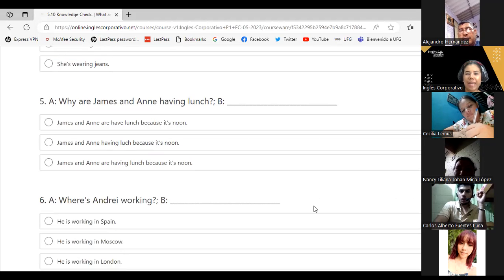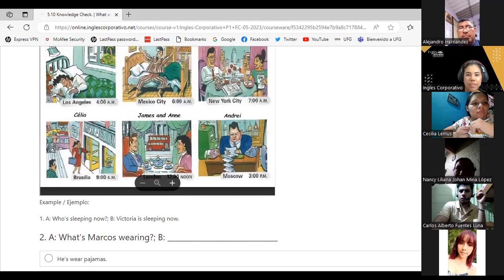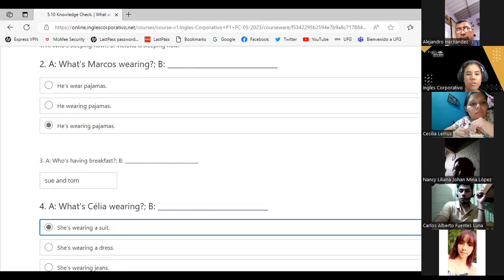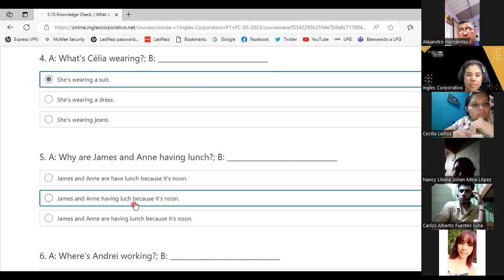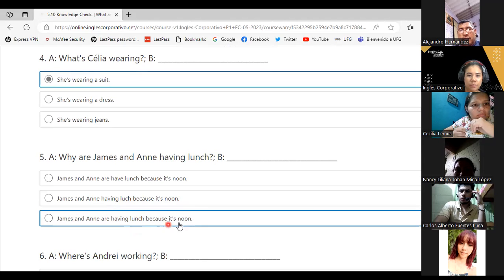Okay, number five. Why are James and Anne having lunch? James and Anne están aquí. Dice que ellos están en London, 12 noon. Entonces, sería James and Anne because it's noon. Having lunch, eso está mal, pues ahí se ve. ¿Cuál es la correcta? What is the meaning of noon? El mediodía. At noon. Okay. James and I'm having lunch because it is noon. Sí, la tres, ¿verdad? Yes.